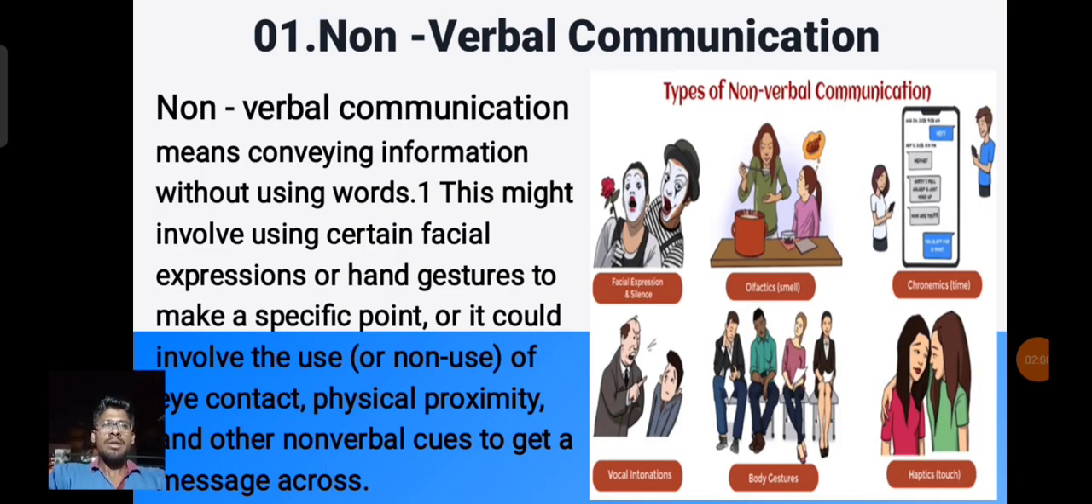Non-verbal communication. Non-verbal communication means conveying information without using words. This might involve using certain facial expressions or hand gestures to make a specific point, or it could involve the use or non-use of eye contact, physical posture, and other non-verbal cues to get a message across. We can see in the picture how non-verbal communication is happening.